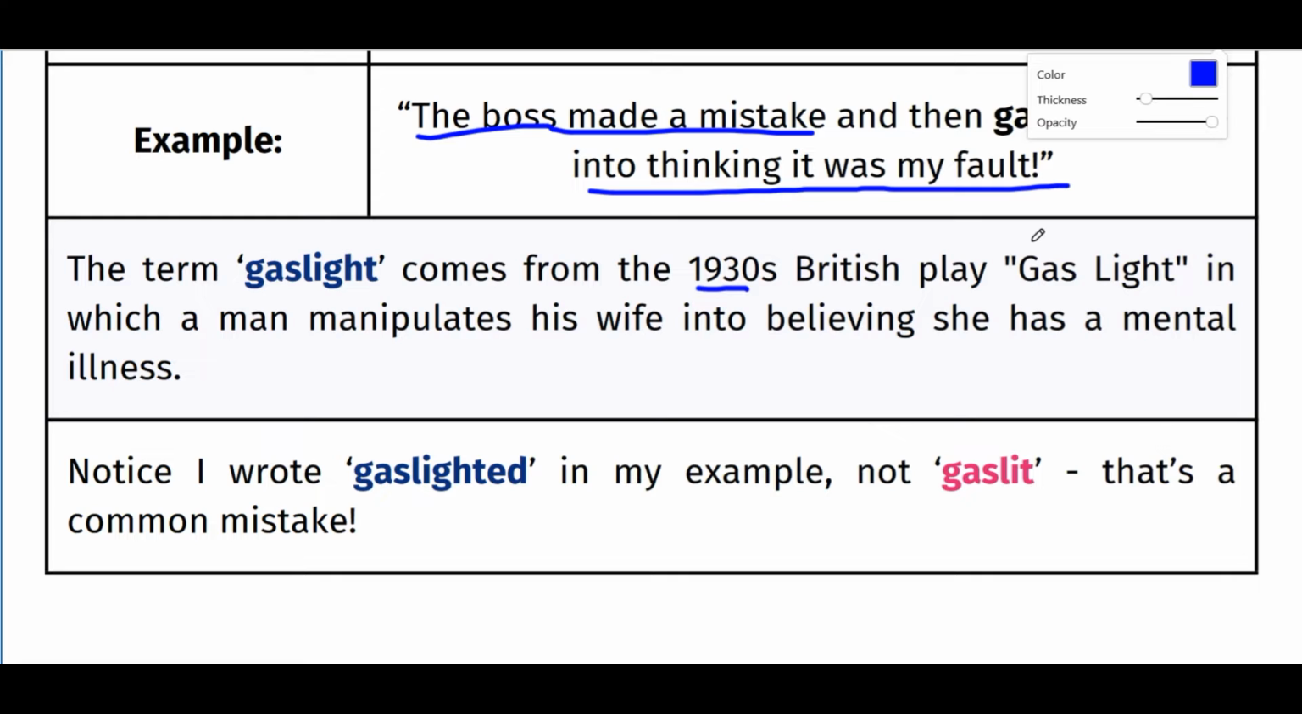So once I wrote gaslighted in my example, not gaslit. That's a common mistake. So in terms of past tense, we don't have to say gaslit. It has to be gaslighted. So to gaslight simply means to manipulate. So you can say I was gaslighted in believing that I was the one at fault. It can be in a relationship or in a family relationship, romantic relationship, maybe just a friendship relationship. It can be any.